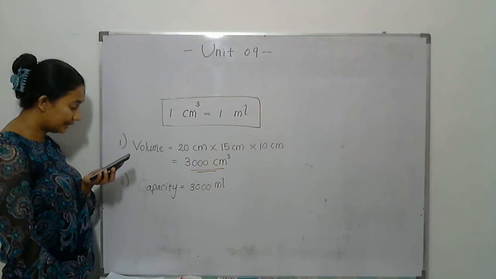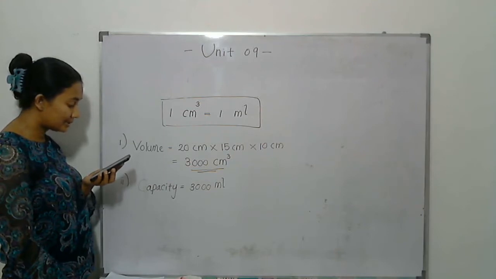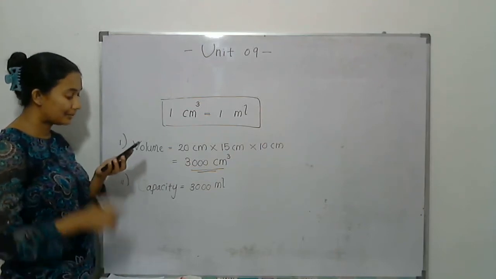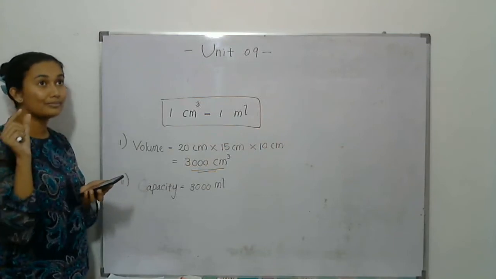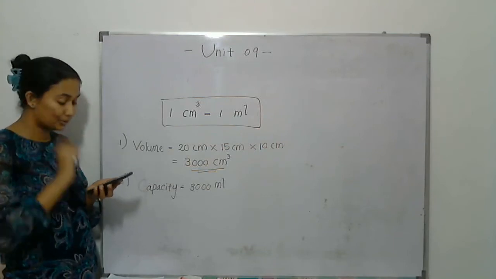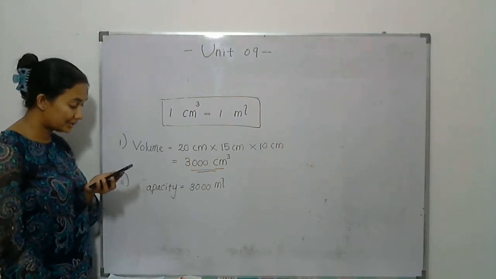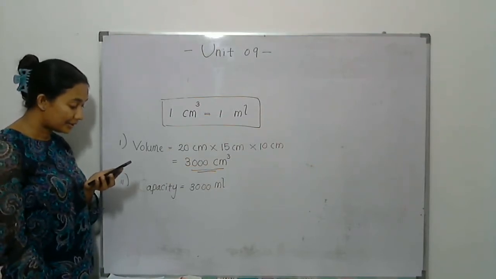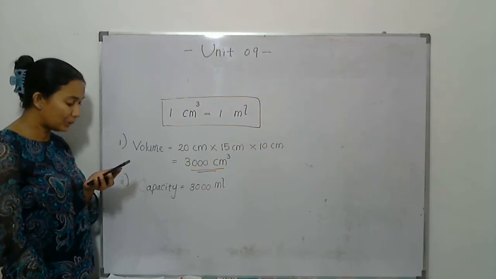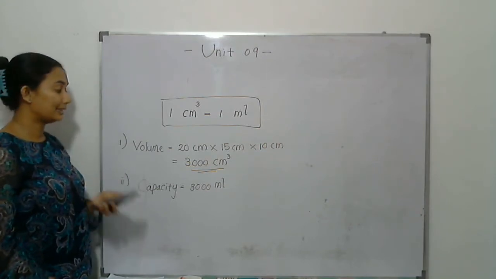If the liquid in the container is to be stored in vials, of capacity 50 milliliter each, find the number of vials required to store all the liquid in the container.